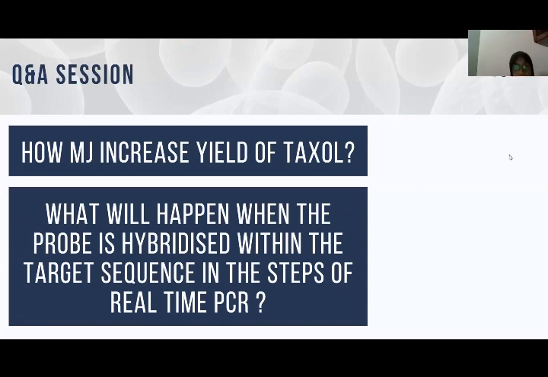For the next question, what will happen when the probe is hybridized with a target sequence in the steps of real-time PCR? I think the answer is a fluorescent signal is produced. Yeah. A fluorescent signal is produced when the probe or molecular beacon is hybridized with the target sequence.